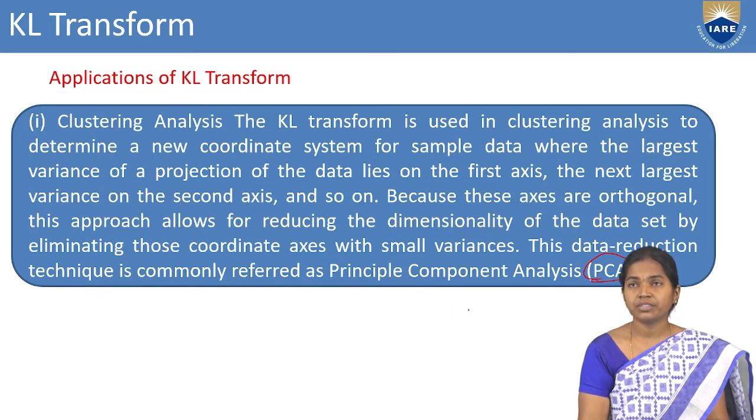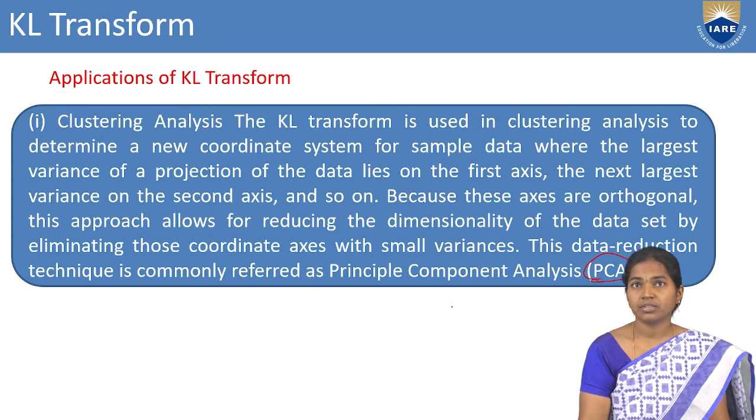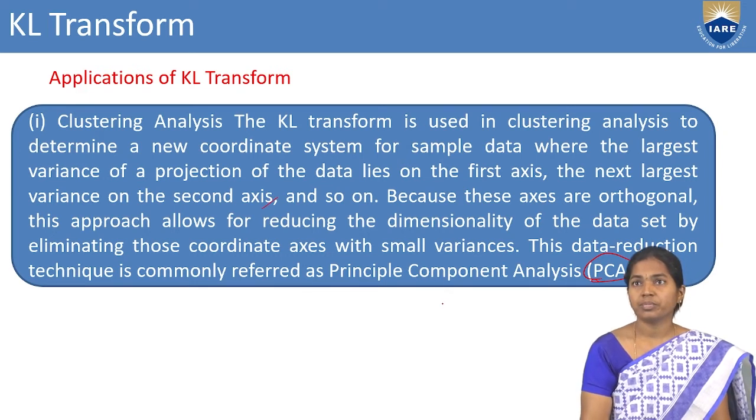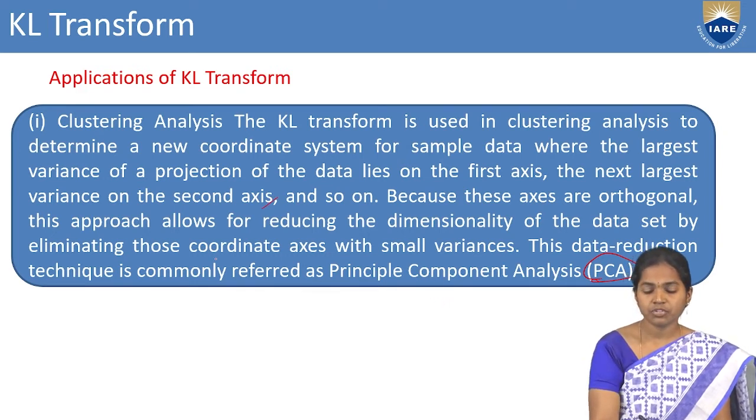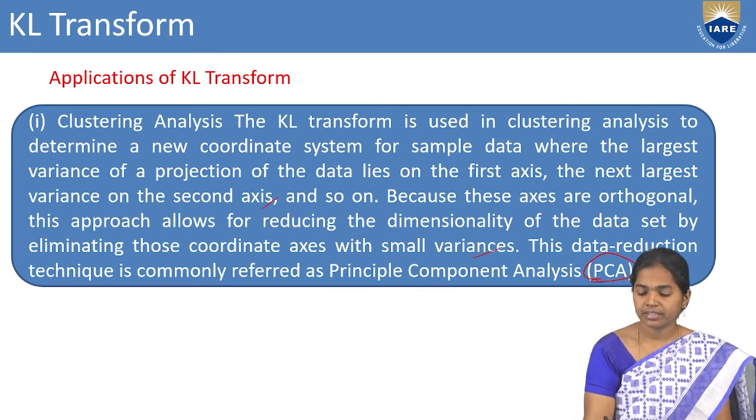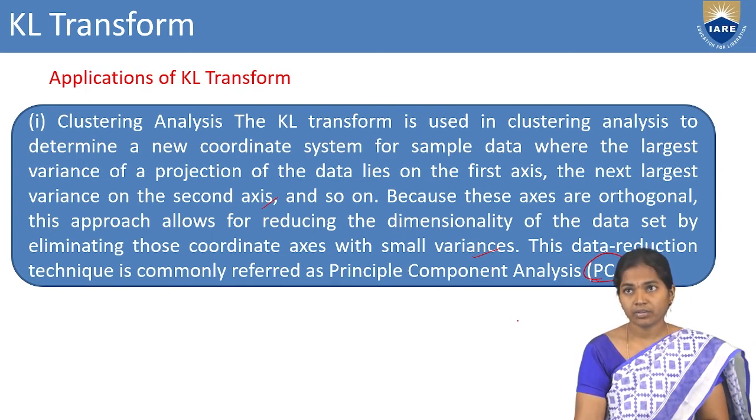the KL transform is used in clustering analysis to determine a new coordinate system for sample data where the largest variance of projection of the data lies on the first axis. The next largest variance is on the second axis, and so on. Because these axes are orthogonal, this approach allows for reducing the dimensionality of the data set by eliminating those coordinate axes with small variances. So this data reduction technique is basically referred to as principal component analysis. This is the basic application of the KL transform.